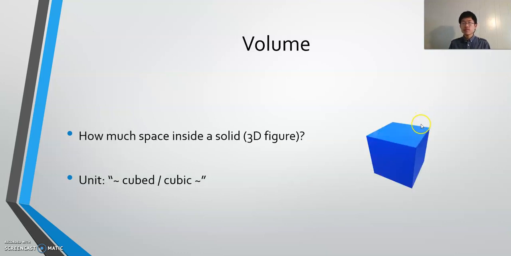So here's my definition, my description of volume. It's how much space inside a solid figure, the 3D figure. Last video I talked about area, which was 2D, the plane, but now we're moving into volume. It's a solid. And the units used are something cubed, or sometimes it says cubic something, like inch cubed, centimeter cubed, feet cubed, or cubic centimeters, cubic meters, cubic inches, cubic yards, whatever, right?